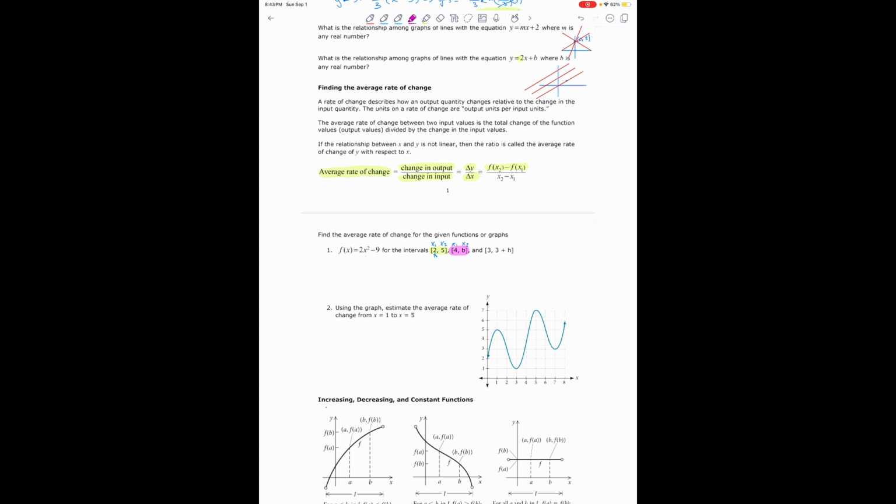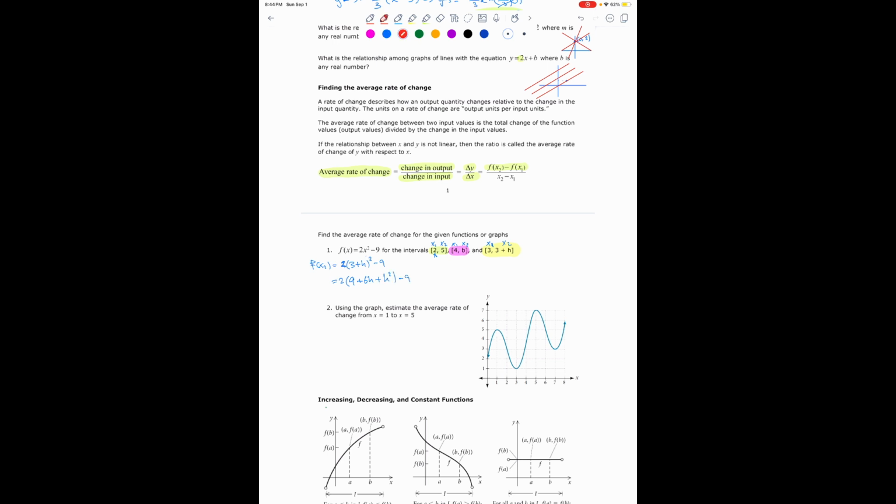Pause the video, and you can pause and/or go at a lower speed if I am going too fast. So this is x2, this is x1, and this is x2. I'm going to find f of x2, which will be equal to 2 times (3 plus h) all squared minus 9. If I want to simplify this, first I need to expand (3 plus h) all squared, which will be equal to 2 times (3 times 3 is 9, 3 times h times 2 is 6h, plus h times h is h squared), minus 9.